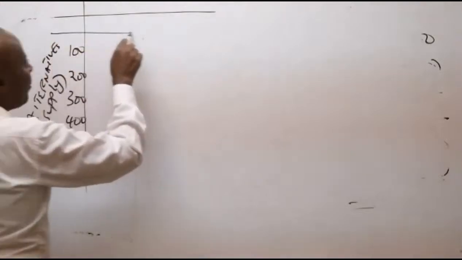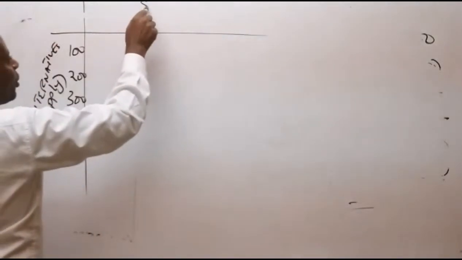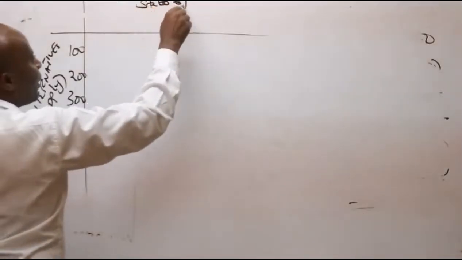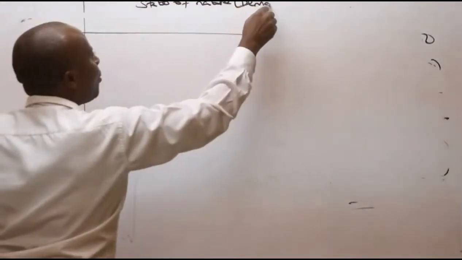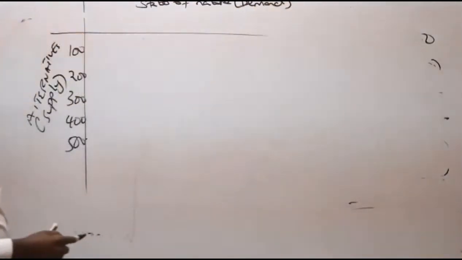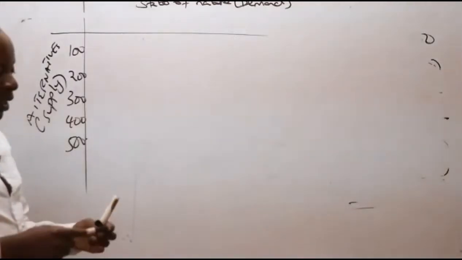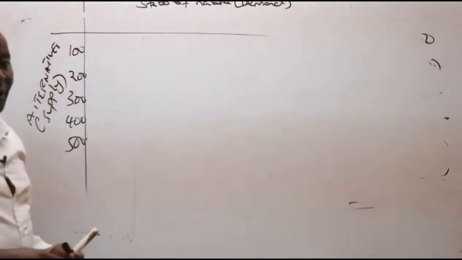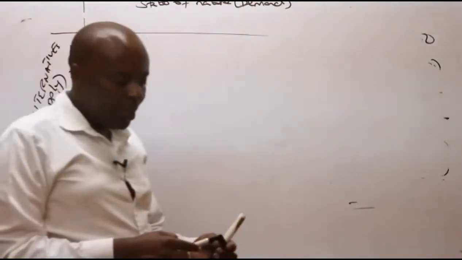And then now remember that here we have what we call states of nature. States of nature will be what we are not able to control. So our states of nature, ladies and gentlemen, will be what here? Will be demand. States of nature here will be demand.